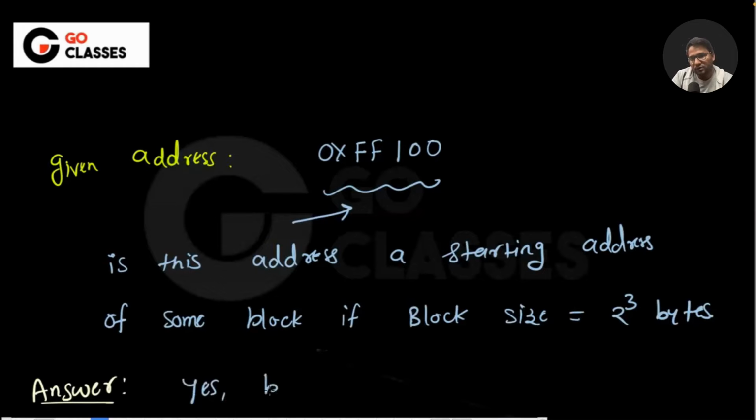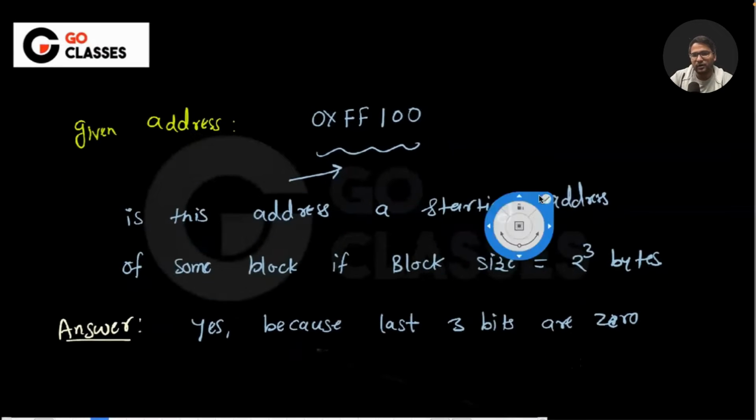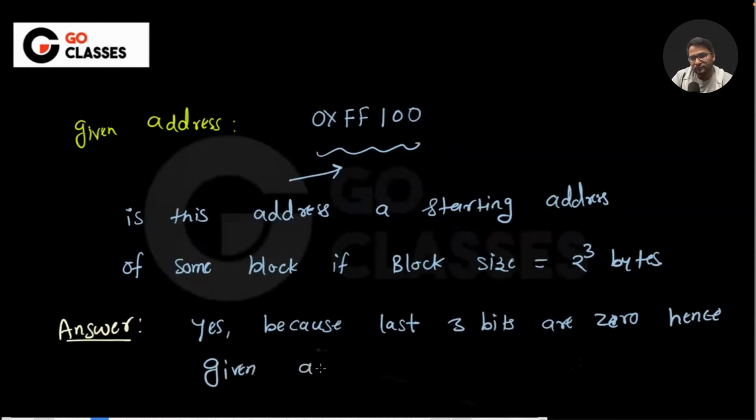Yes, because the last three bits are 0, 0. Hence, the given address is a multiple of 8, right?